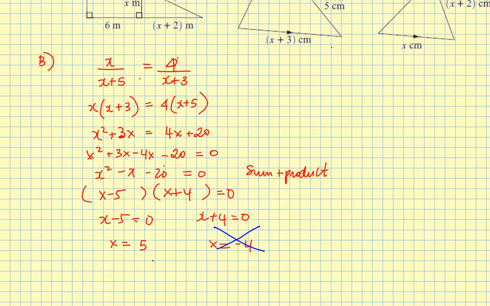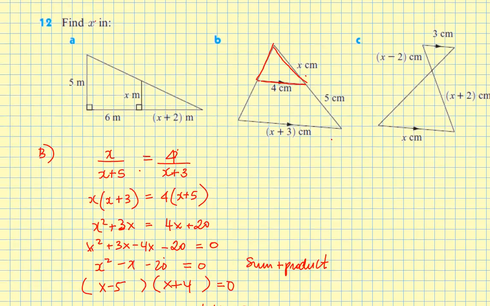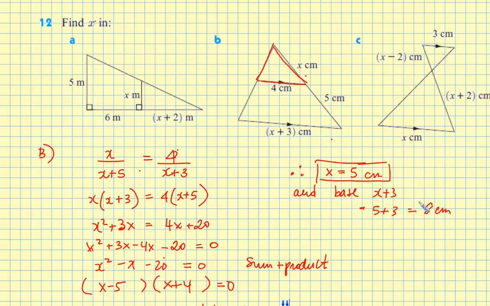So when I need to look at what the lengths of the sides are here, I can say therefore x is equal to 5, and therefore the remaining base, which is x plus 3, is equal to 5 plus 3, which is 8 centimeters. So it's 5 centimeters for the side length of the triangle and 8 centimeters for the base length of the larger triangle. Okay, I'm done.